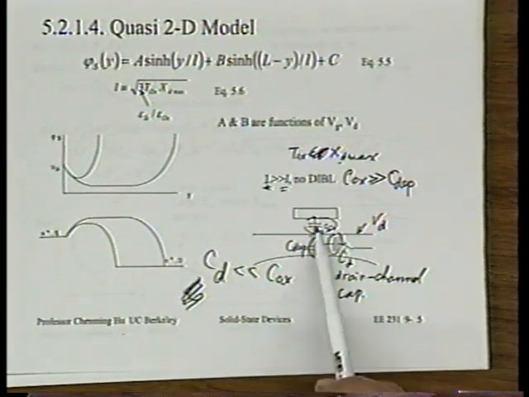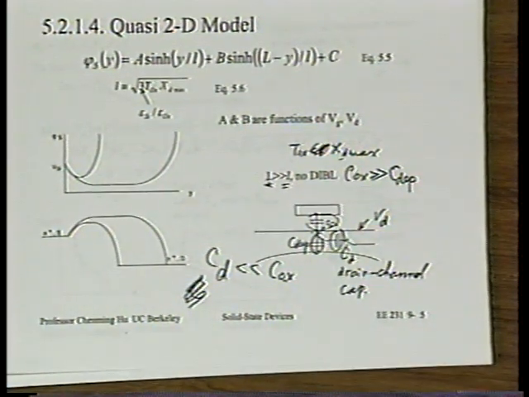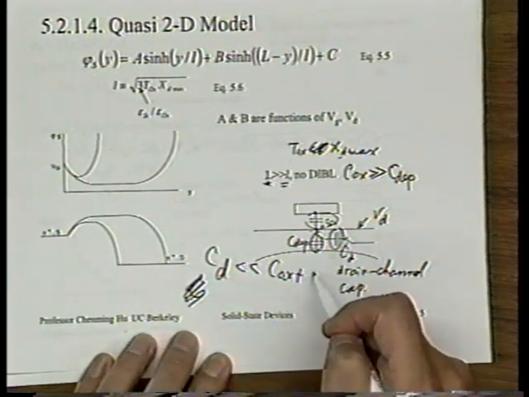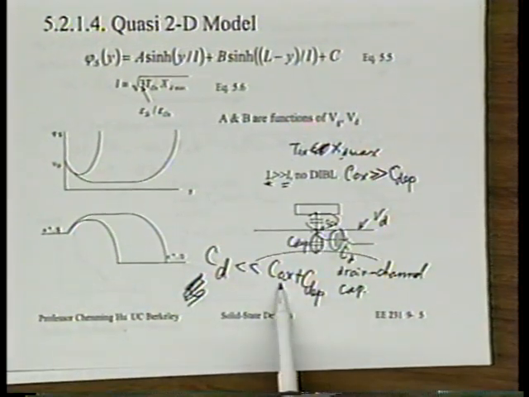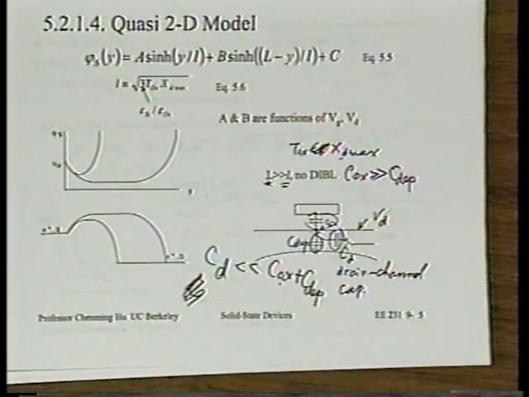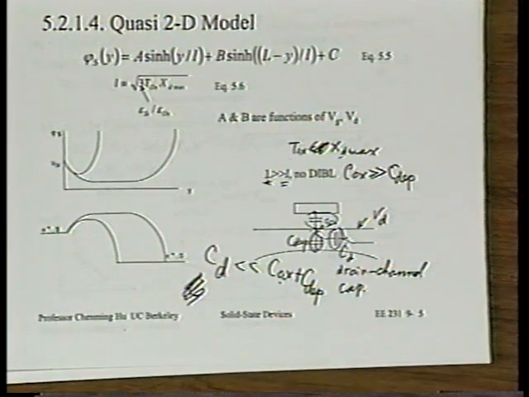Because these two are working hand in hand in this case. You follow what I'm saying? Such that we can even say, this is what we're looking for. All we want is C depletion much less than C oxide plus C depletion. That's what we're looking for. Is that right? That's good. So we want both these two capacitors large.